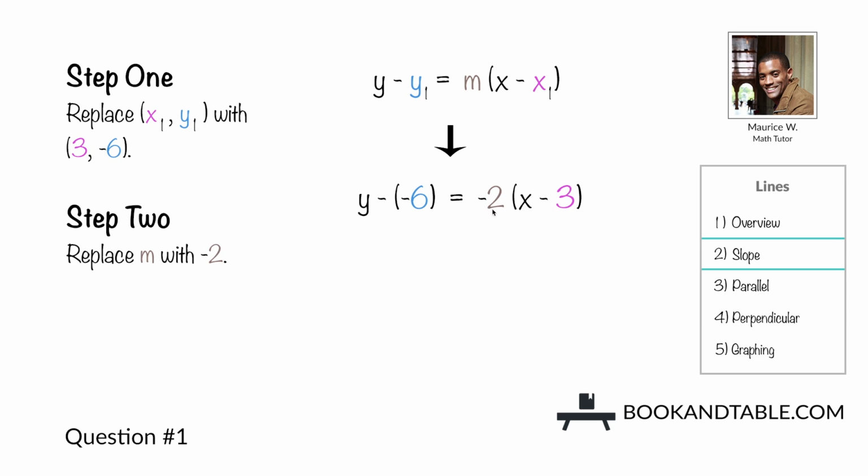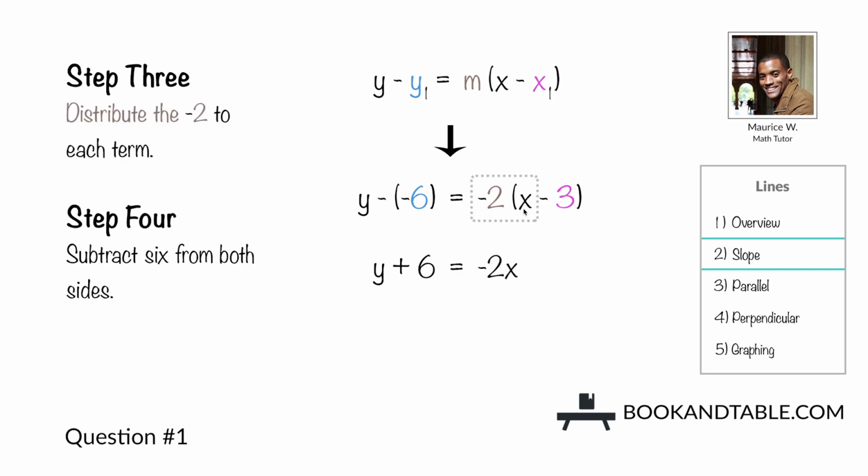And now we want to distribute this negative 2 to each of these 2 terms. So we wind up with y plus 6, minus a negative turns it into plus. y plus 6 is equal to negative 2 times x, which is negative 2x. Negative 2 times negative 3 is positive 6. So we have y plus 6 is equal to negative 2x plus 6.